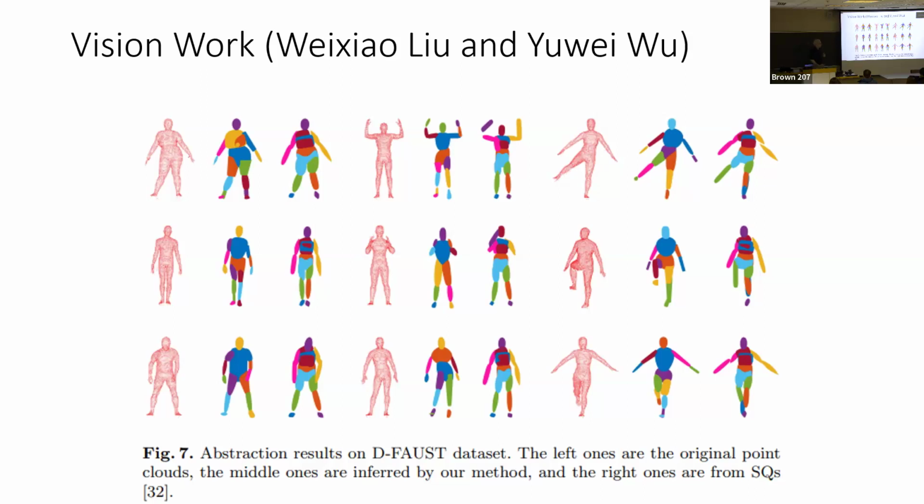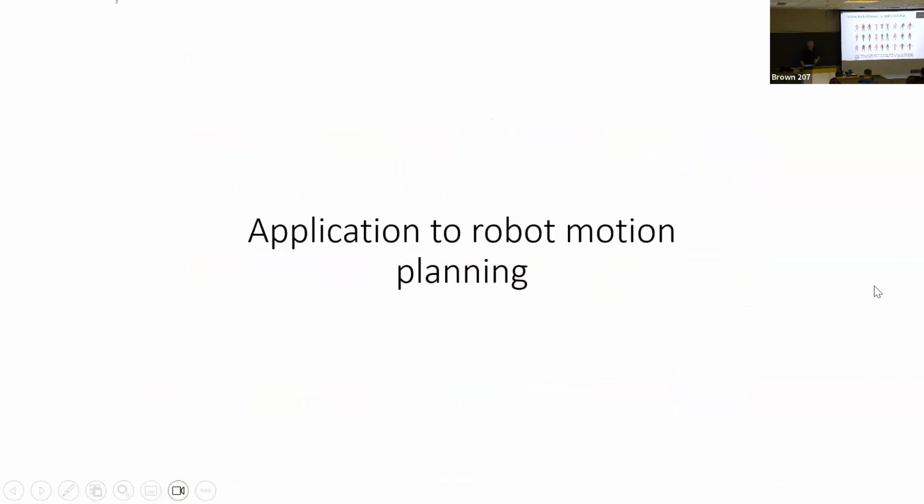So our algorithm is the one in the middle here, I think, and comparing to some other algorithms on the right side. So in each, it's sets of three: the point cloud, ours, and then the standard.